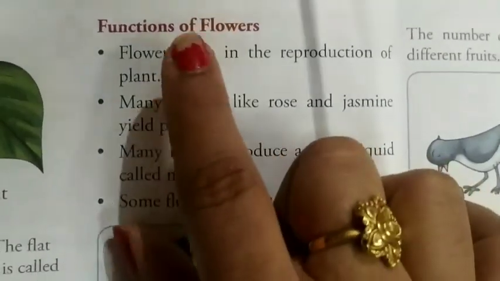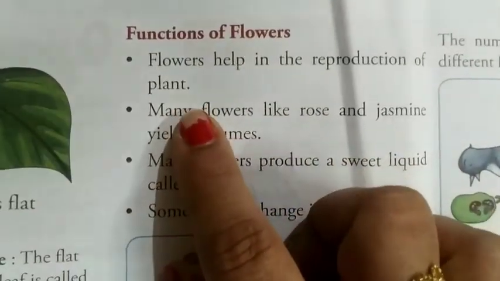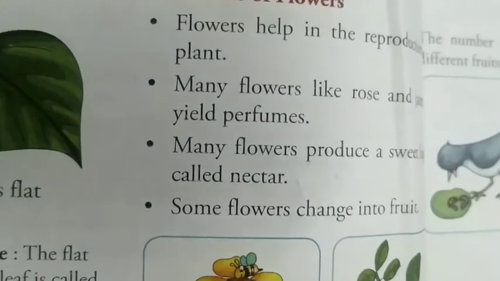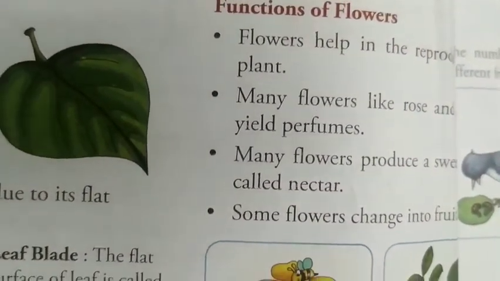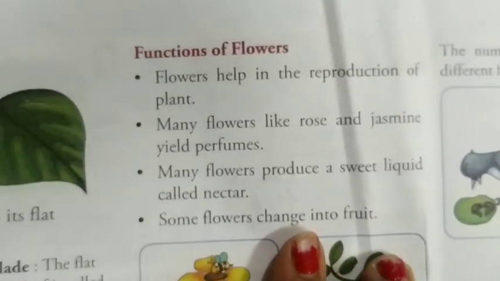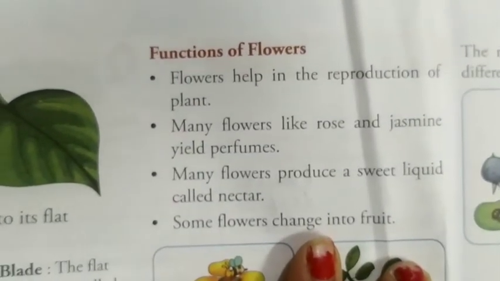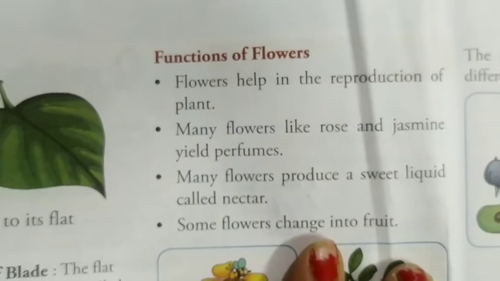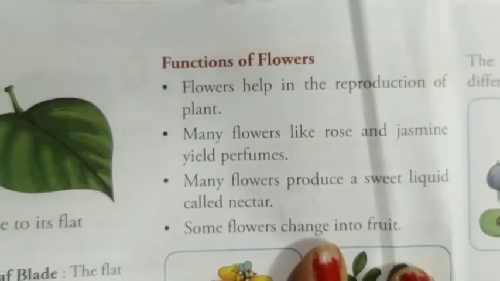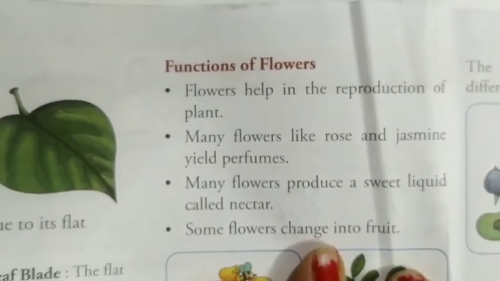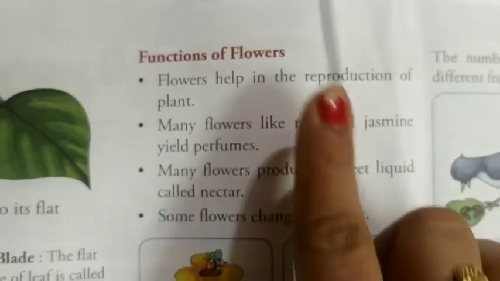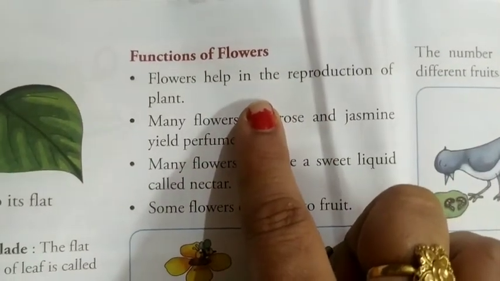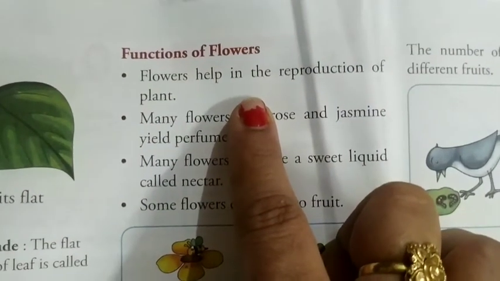Function of flowers. Flowers help in the reproduction of the plant. Flower is the most colorful and beautiful part of the plant. These are of different colors, shapes and sizes. The brightly colored parts of the flower are called petals, and the green parts are called sepals. Functions: they help in the reproduction of plants. It makes the plant look beautiful.